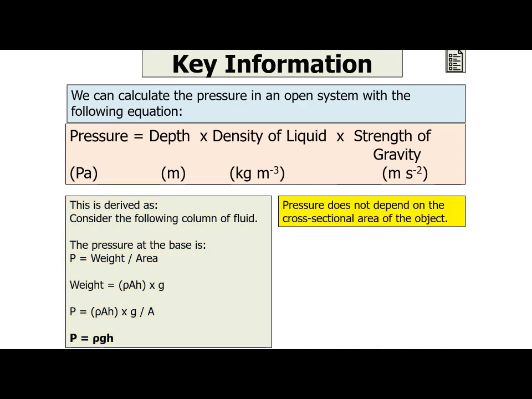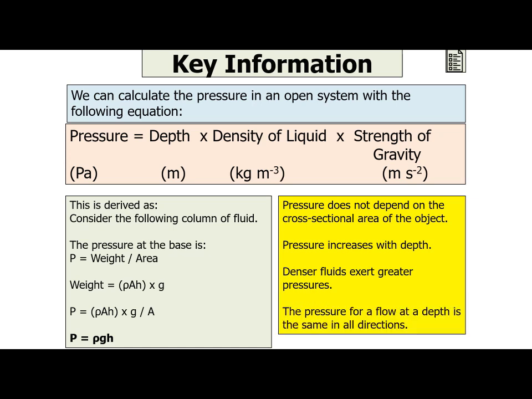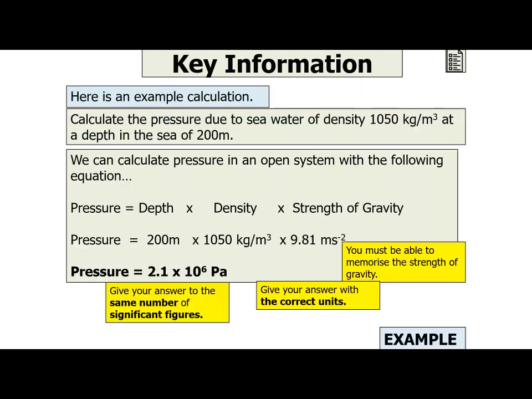Now, this equation tells us a few things. Pressure does not depend on the cross-sectional area of the object. Pressure does increase with depth. Denser fluids exert greater pressures, and the pressure for a fluid at a depth is the same in all directions. So let's have a look at an example question.